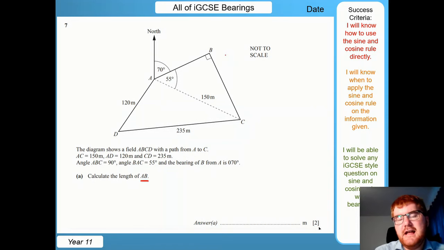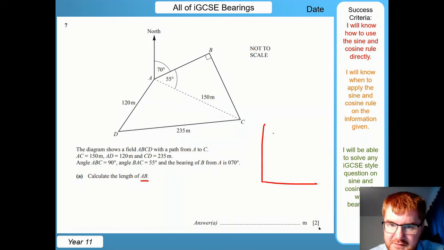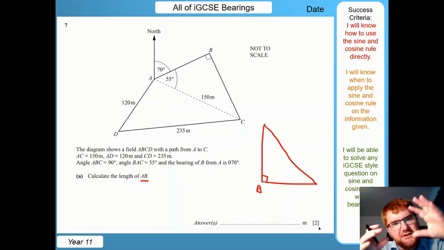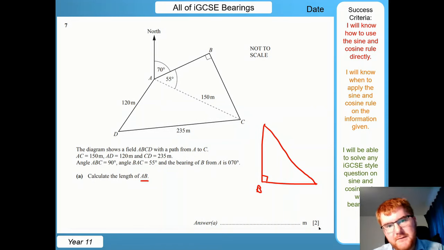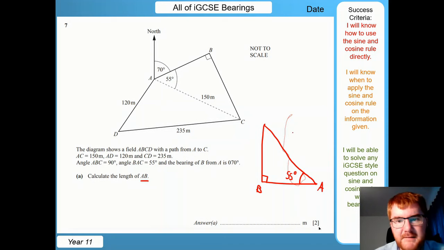So what I tend to do here is actually draw myself a right angle triangle. So imagine I've rotated this around. That's really important. So B is going to form my right angle. Now imagine this in your mind as you're turning it. So you can see then this is going to be your 55 degrees. Like so. So that's going to be A. Then we've got a hypotenuse of 150 metres, and then this will then be C.